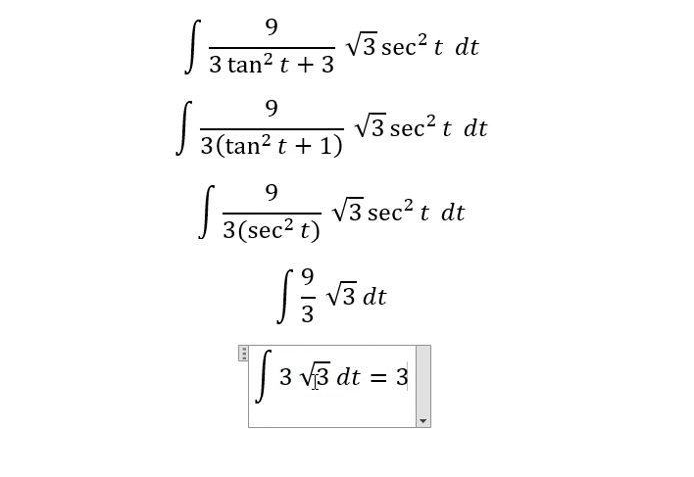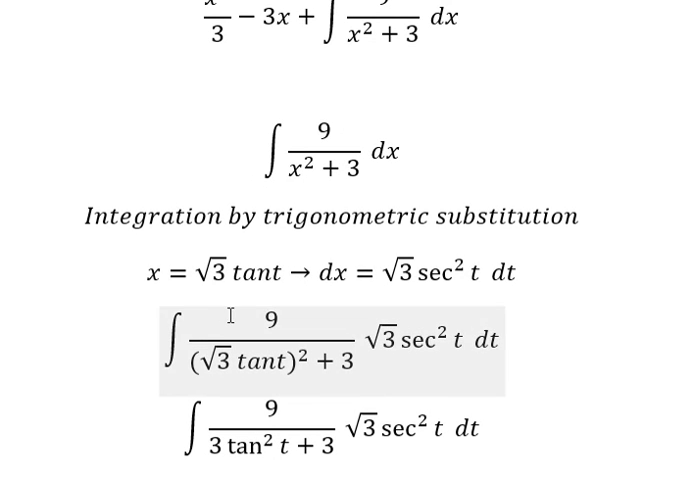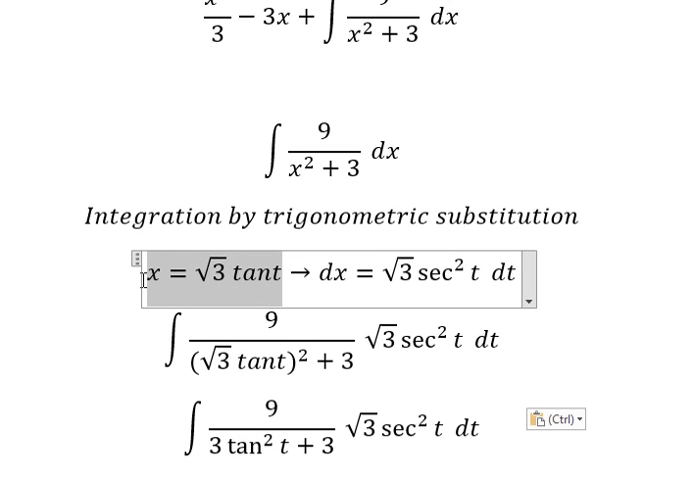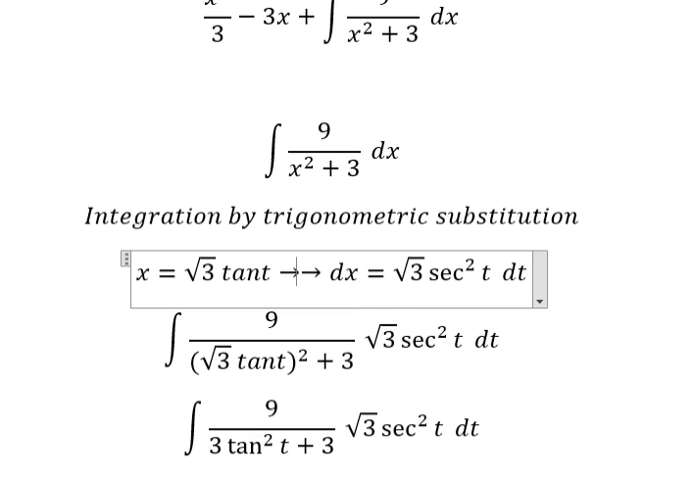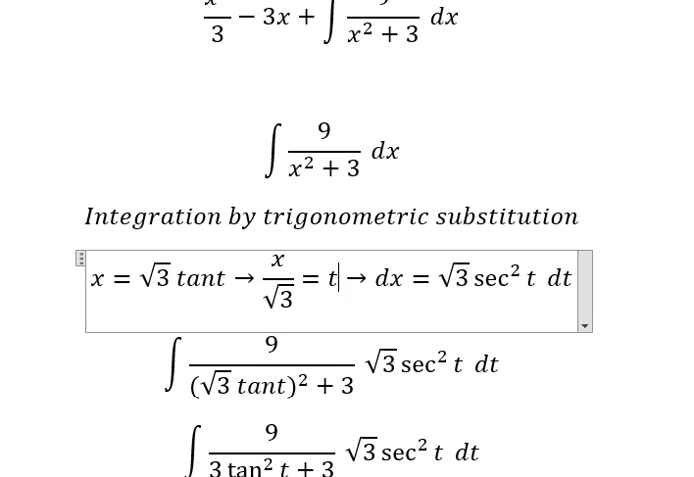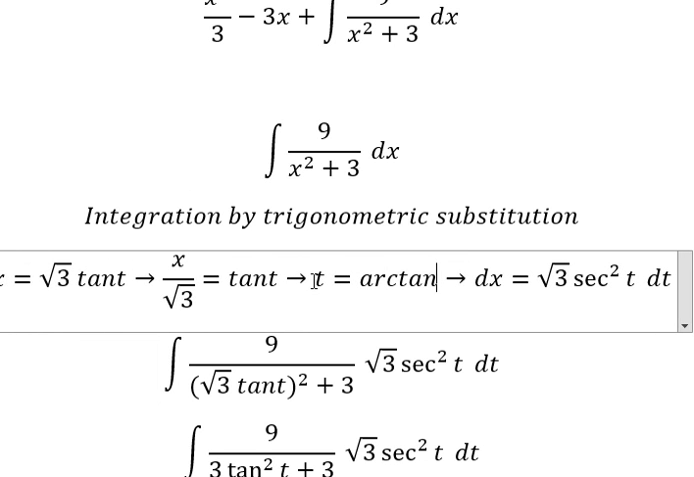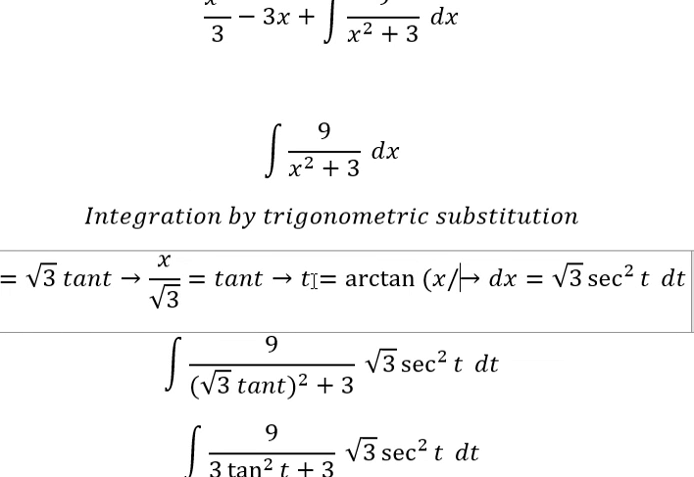And this one we have like this. About t, that is this one. So we divide both sides by the square root of 3. And we have t equal to arctan of s over the square root of 3.